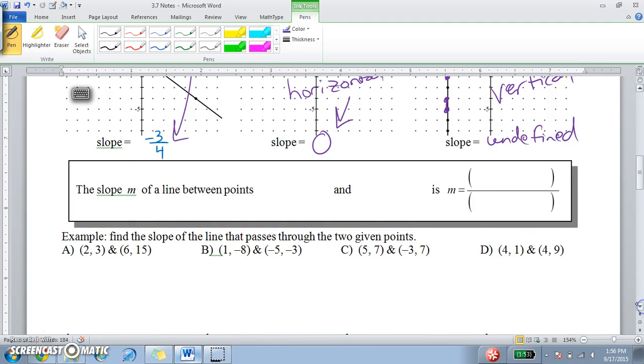So, formal definition of slope. If I have 2 points, x1, y1, and x2, y2, each point has an x-coordinate and a y-coordinate, so we just say x1, y1, x2, y2. So if those are my points, the slope is going to be the difference in the y-coordinates over the difference in the x-coordinates. So I take one y-coordinate minus the other y-coordinate over that first point's x-coordinate minus the other x-coordinate.